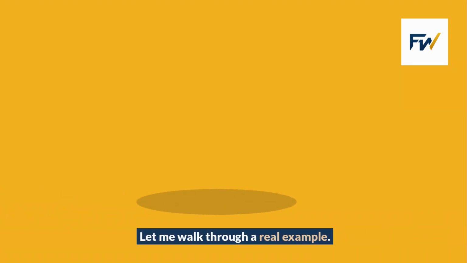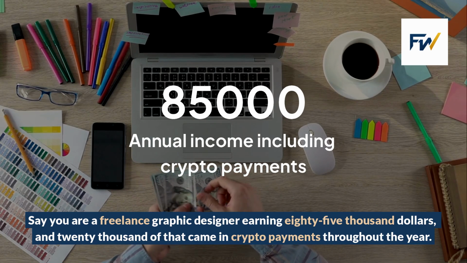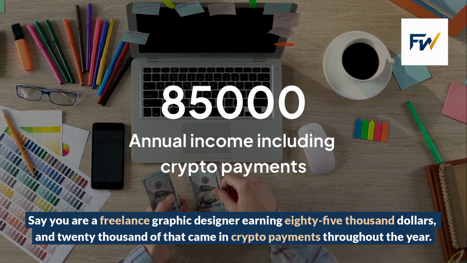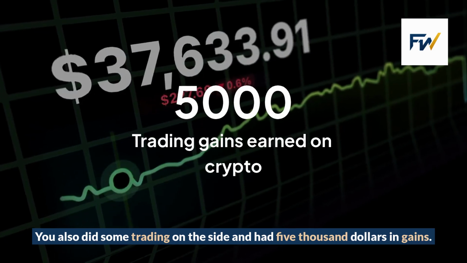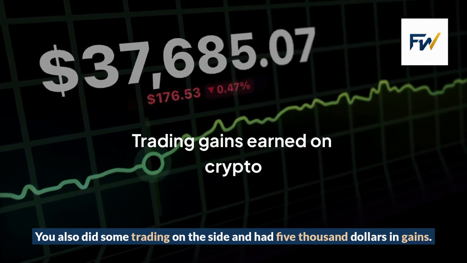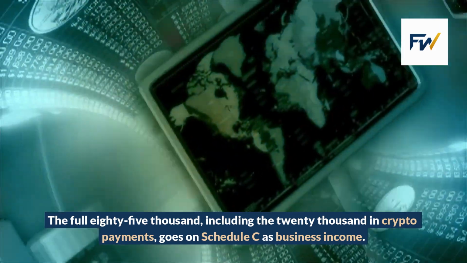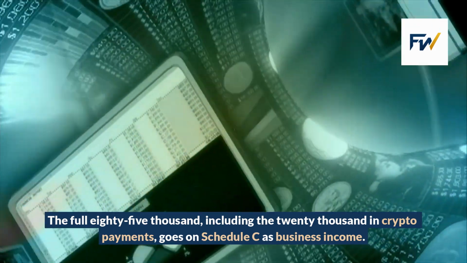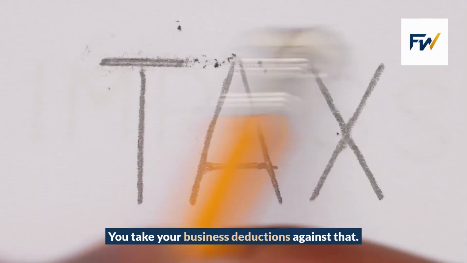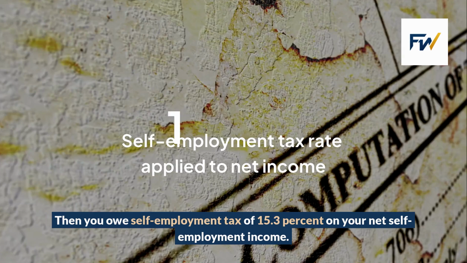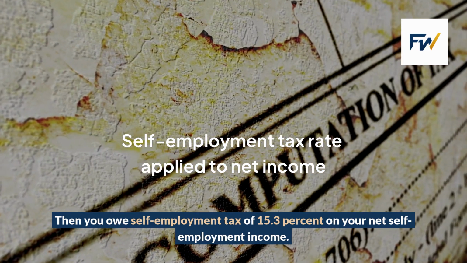Let me walk through a real example. Say you are a freelance graphic designer earning $85,000, and $20,000 of that came in crypto payments throughout the year. You also did some trading on the side and had $5,000 in gains. Here is how this breaks down. The full $85,000, including the $20,000 in crypto payments, goes on Schedule C as business income. You take your business deductions against that. Then you owe self-employment tax of 15.3% on your net self-employment income.